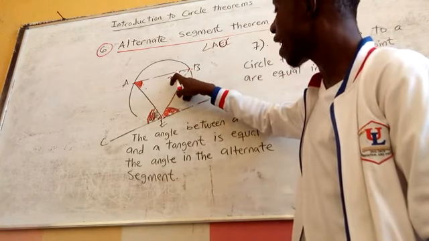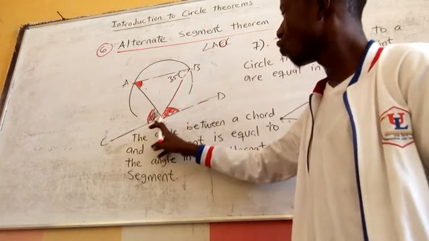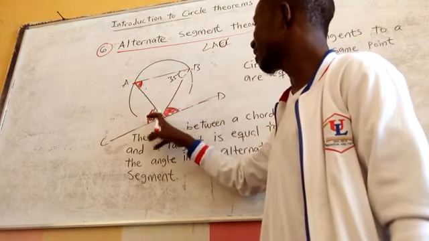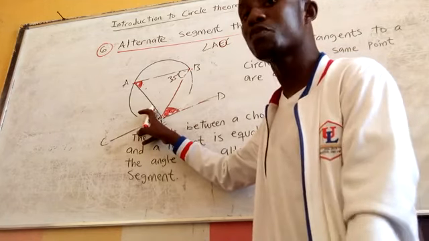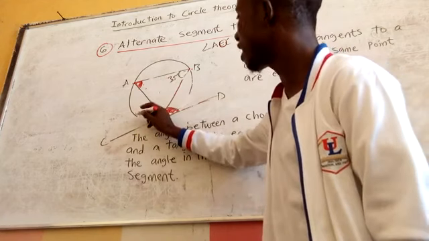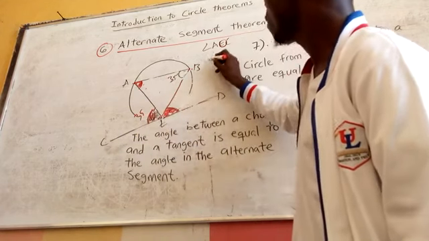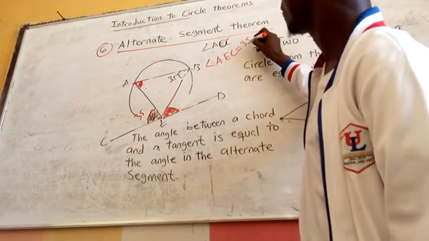So this angle here is in the what? The alternate segment to this angle. How do we know? 1, 2, 3. This angle here lies between the tangent line and our chord. So it must be equal to the angle in the alternate segment. So here is 35, and here is also what? 35. So therefore, angle AEC is equal to 35.